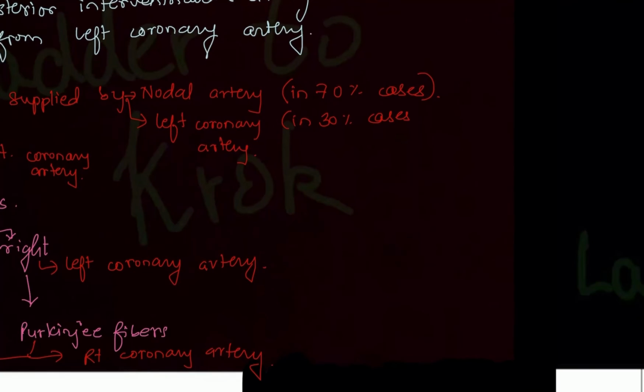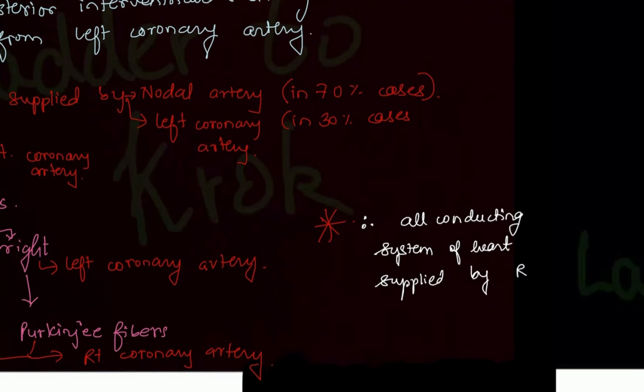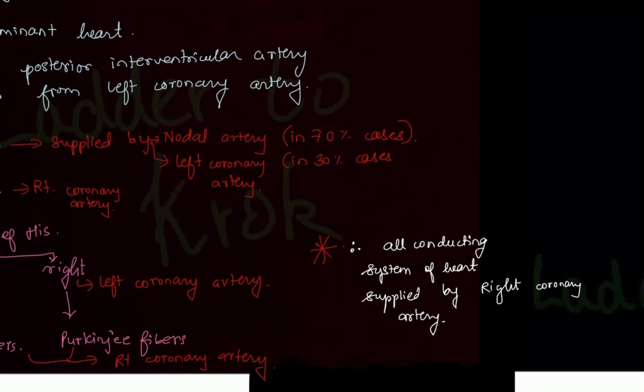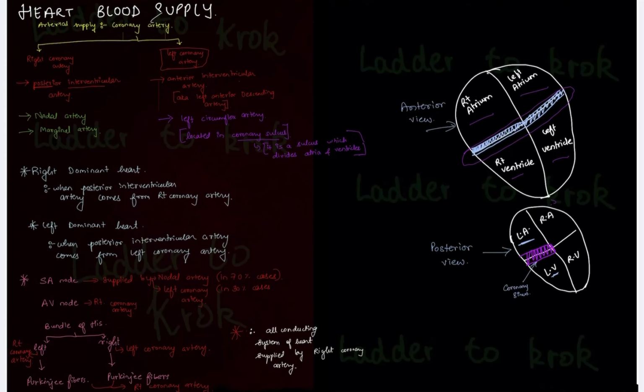So if they give you a question, the conducting system of the heart is supplied by, then you have to mark the answer as right coronary artery. Therefore, the whole conducting system of the heart is supplied by the right coronary artery. We have some exceptions, but majorly it is supplied by the right coronary artery. If they ask about the SA node, mark the nodal artery. But if they ask in general about the conducting system, your answer should always be right coronary artery. So this was about the arterial supply of the heart.